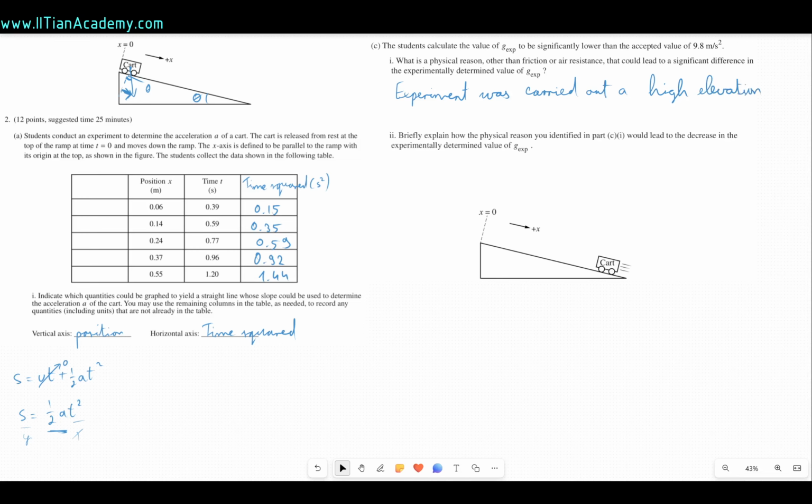And then in part 2, we need to briefly explain how the physical reason you identified in part C would lead to a decrease in the experimentally determined value. For example, we identified that it was carried out at a high elevation. So we could say something like, at a high elevation, g is smaller. Therefore, our acceleration of the cart will also be smaller.